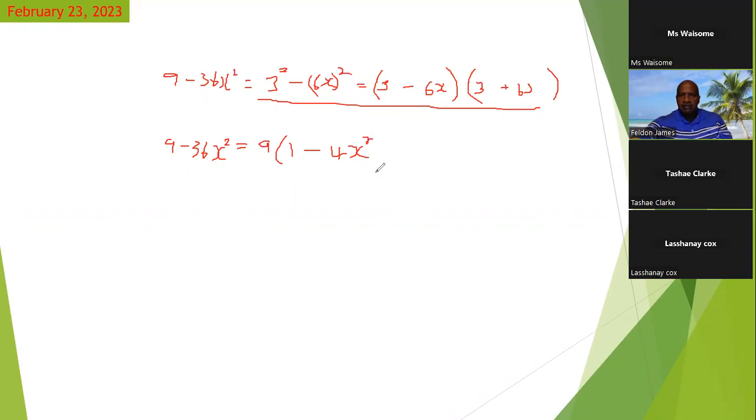Now, after you have done that, we still see that what we have in the bracket is still a difference of square. Yes, sir. All right. And if we write those in a square form, what would we have? 1 square minus 2x squared.